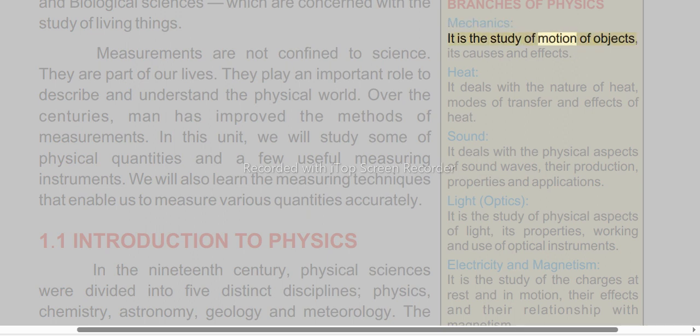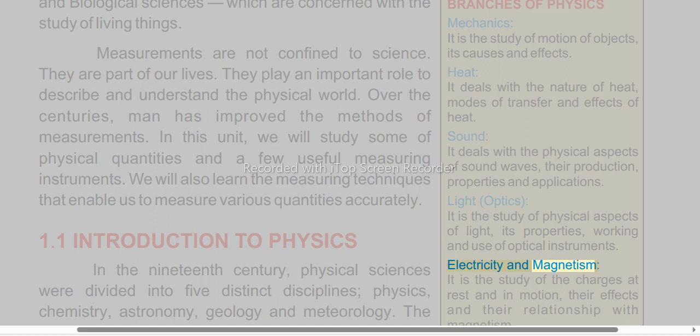Mechanics: it is the study of motion of objects, its causes and effects. Heat: it deals with the nature of heat, modes of transfer and effects of heat. Sound: it deals with the physical aspects of sound waves, their production, properties and applications. Light, optics: it is the study of physical aspects of light, its properties, working, and use of optical instruments.